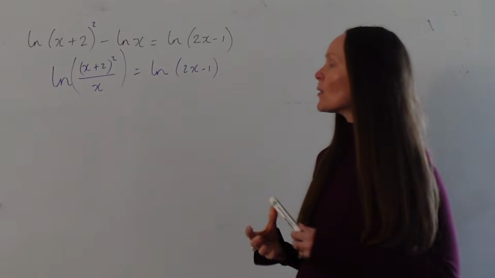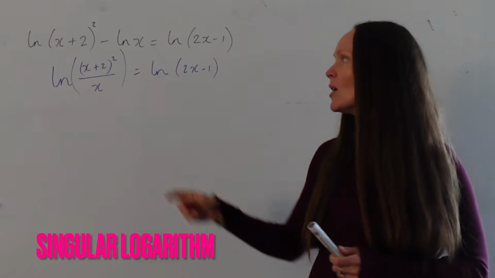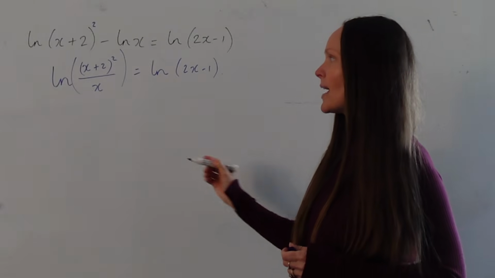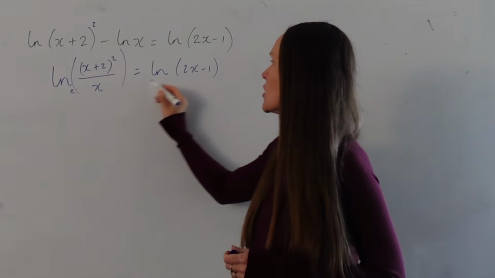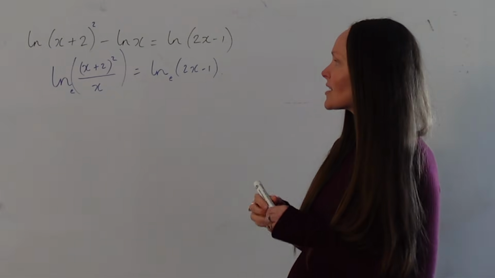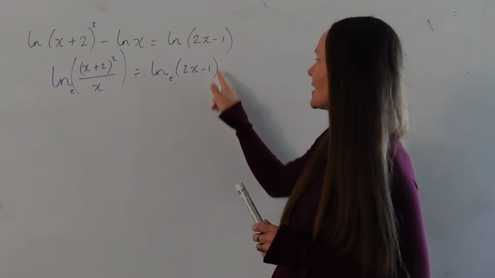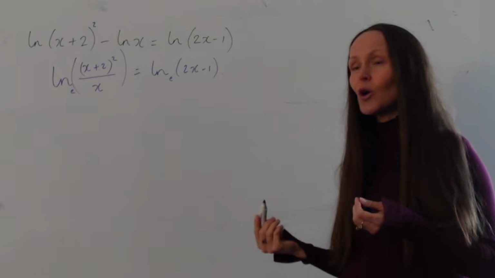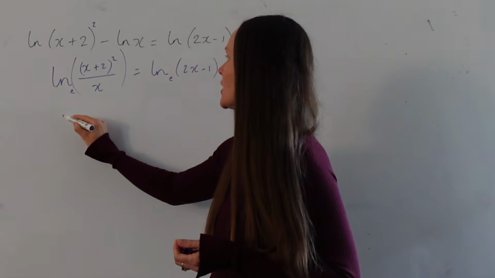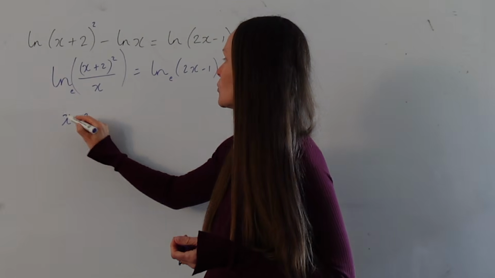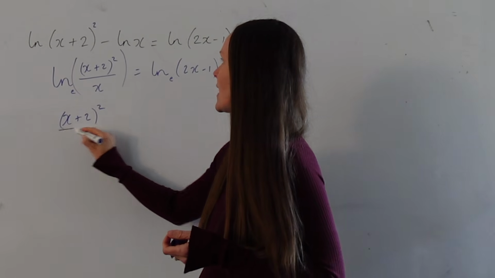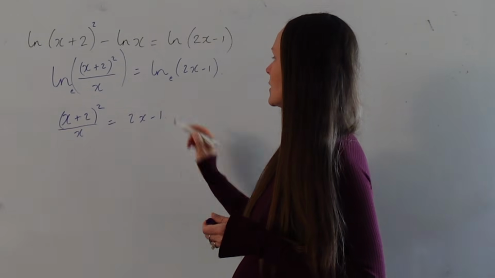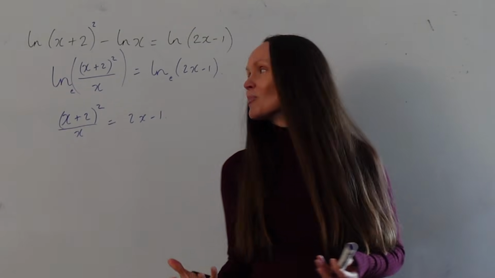Okay, so now we have a singular logarithm on either side of the equation, and they're both the natural logarithm, ln, so they have the same base number. So it means what's inside the logarithm also has to equal each other. So we can rewrite this equation without the logarithms. The equation just becomes x plus 2 all squared over x, equals 2x minus 1. Now this is looking much simpler to solve.